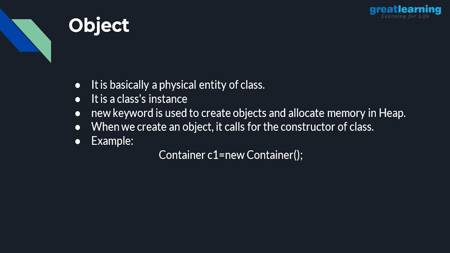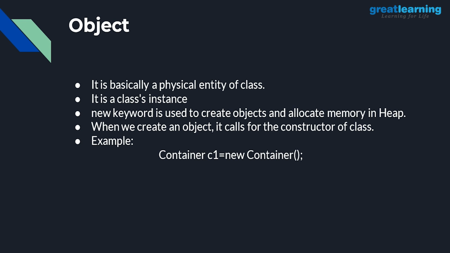Basically we can allocate memory in two ways, right? A stack memory is there and a heap memory is there. Basically when we use the new keyword, we are using heap memory. When we create an object, it calls a constructor of the class, right? We have seen this in the example: the first word that is written, Container, is basically a class. Now c1 is that object, right?